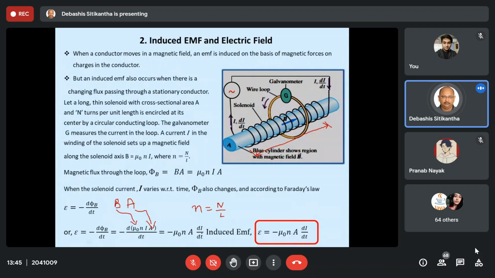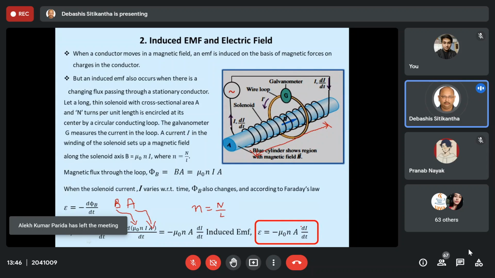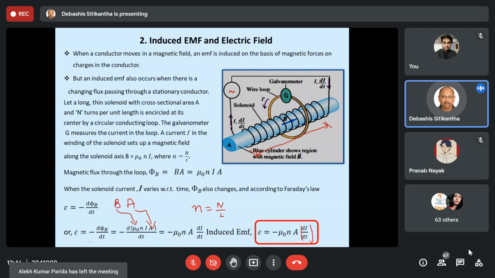Now we are left with only di by dt. This di by dt is a varying factor because AC is applied, and in case of AC the current is going to be sinusoidally varying. So ultimately the induced EMF expression is E is equal to minus mu 0 n A di by dt. Over here there is no use of any velocity term, because this is a stationary induced EMF. Is there any doubt?